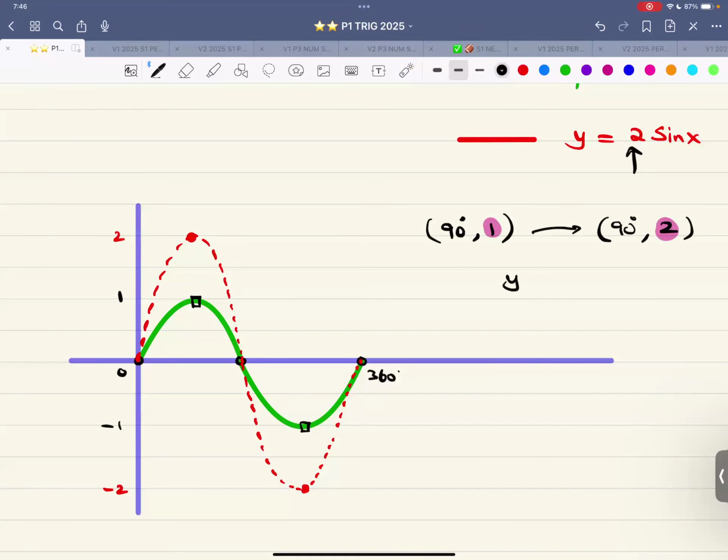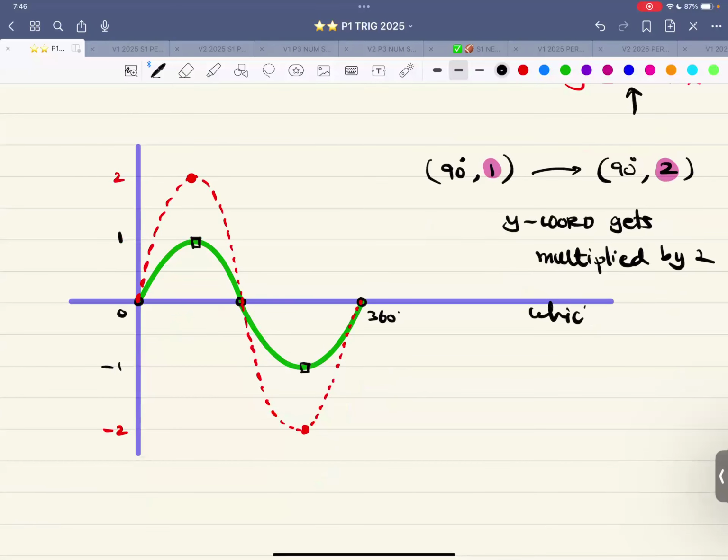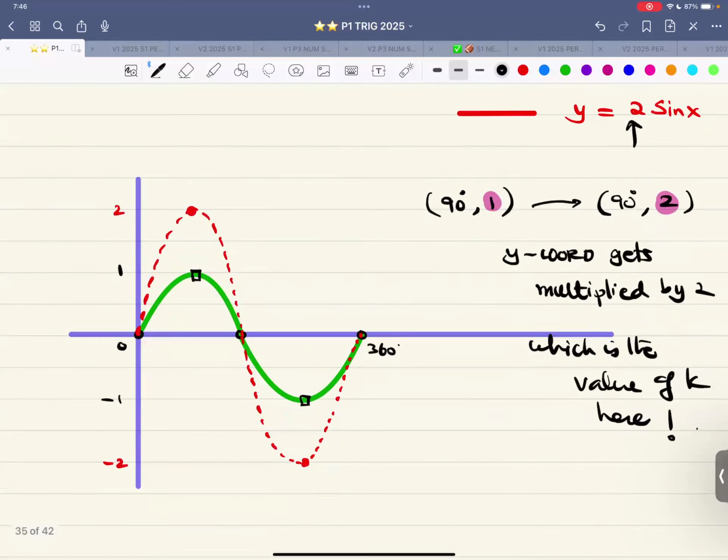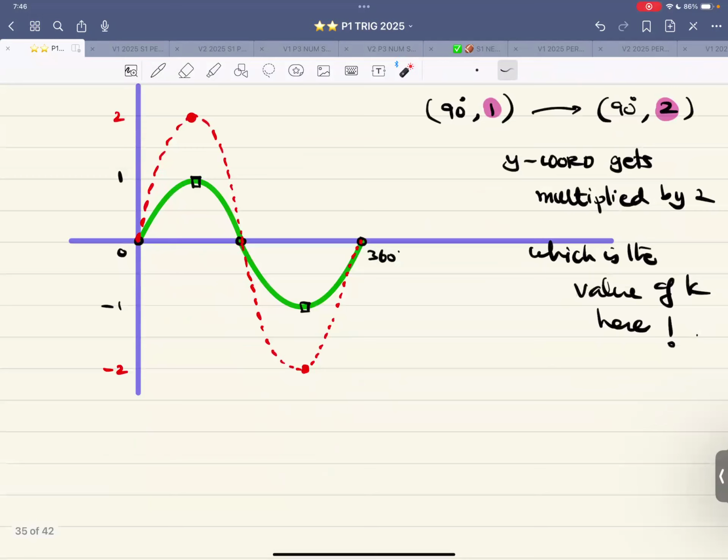So the y coordinate gets multiplied by 2, which is the value of k here. Is it all clear? For example, if it was y equals half sine x, then 1 would become half. So instead of increasing, it would be like this. So now this is all good, all clear.